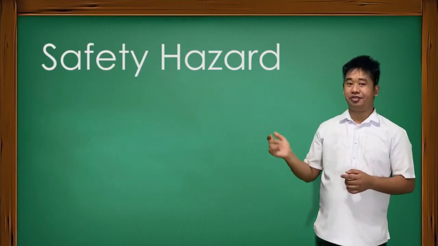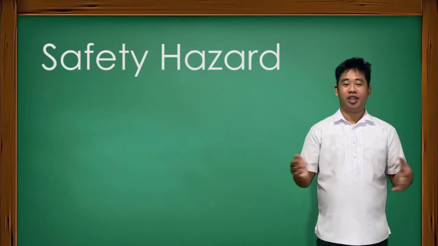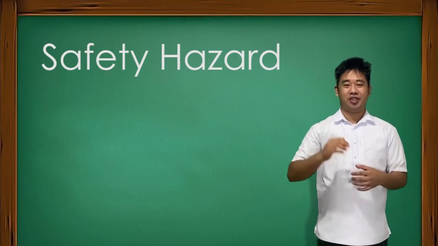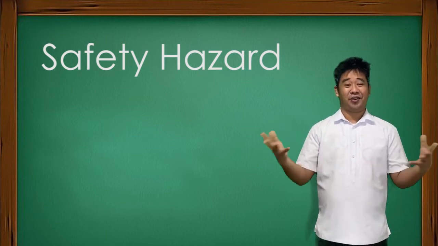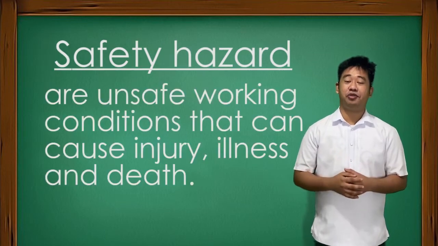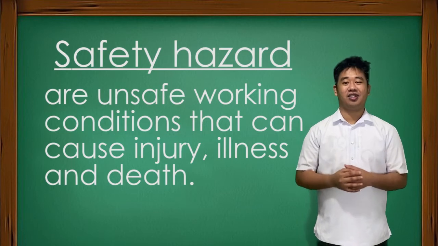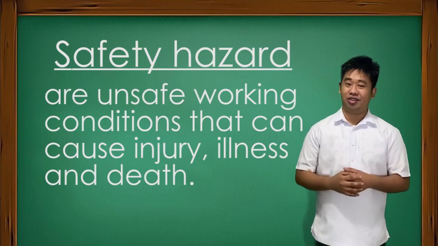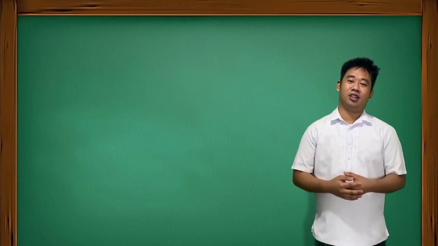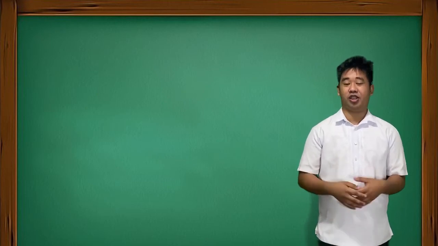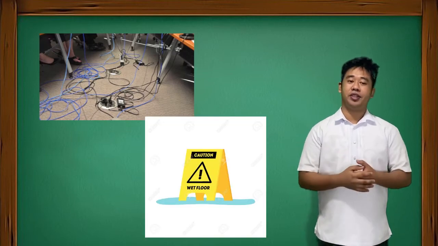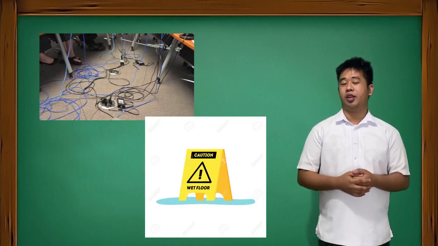Let's start with safety hazard. Do you have any idea about safety hazard, class? Yes, Princess. Great. When we say safety hazard, these are unsafe working conditions that can cause injury, illness, and even death. For example, anything that can cause slips or trips, such as cords running across the floor or a wet floor, can be considered a safety hazard.